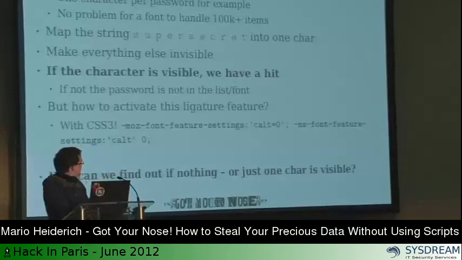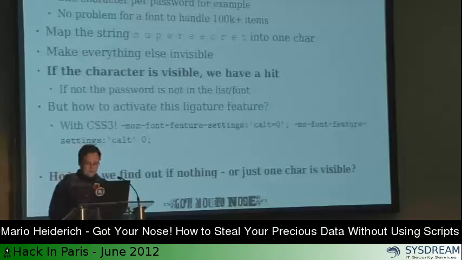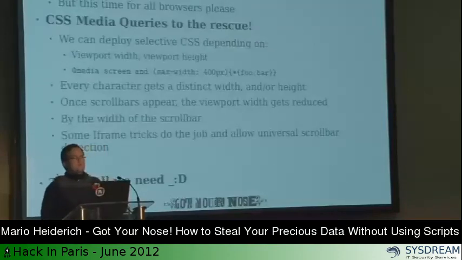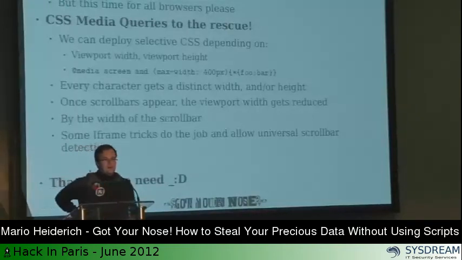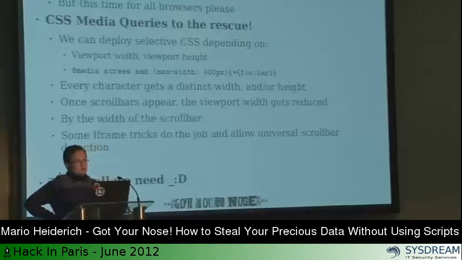You can enable the whole feature with the discretionary ligatures by using -moz-font-feature-settings in Firefox and -ms-font-feature-settings, calt, for contextual alternatives, in Internet Explorer. So I wanted to find out why the Google guys were skeptical and said, now we're not going to fix it. And I found that there is indeed a way that you can do this in every single browser. You don't need the intelligent scroll bars to actually extract the data.